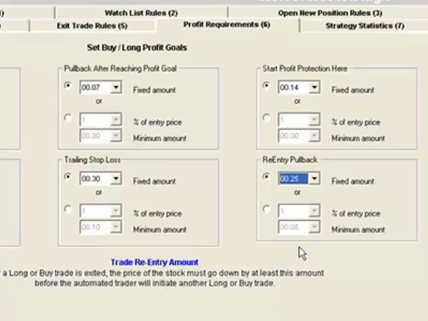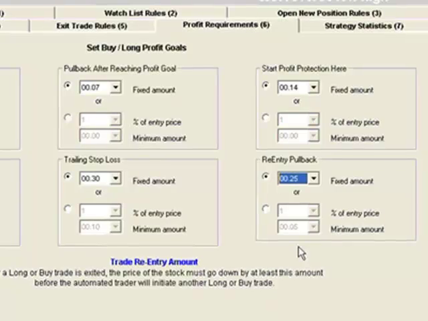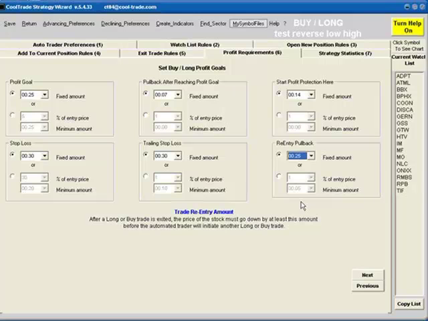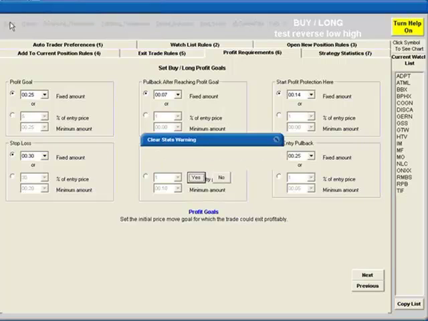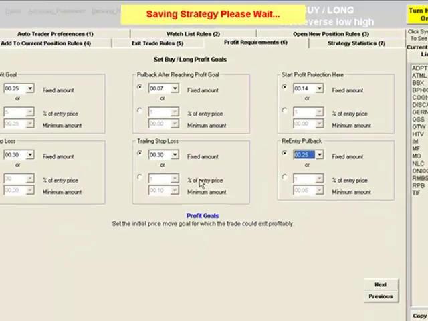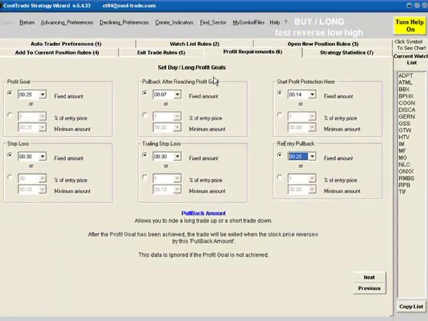So that's your profit requirements tab. And between your profit requirements tab and all the other tabs, this encompasses an entire strategy. All tabs must be filled out. So we can click Save. It'll clear our stats, and it'll save the strategy.